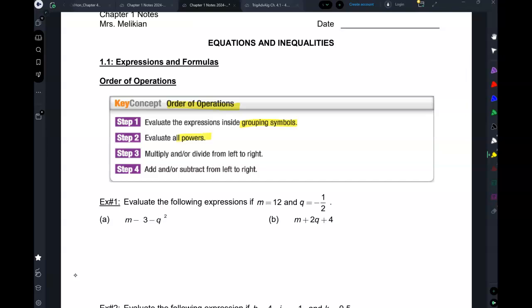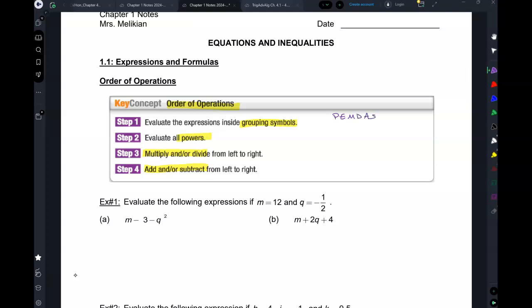Then we do powers or exponents. Then we multiply or divide left to right in the same step. And then in the same step, we add or subtract from left to right. I'm sure you've heard of PEMDAS.